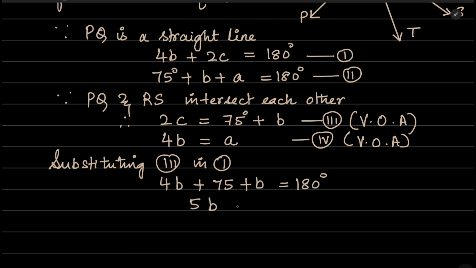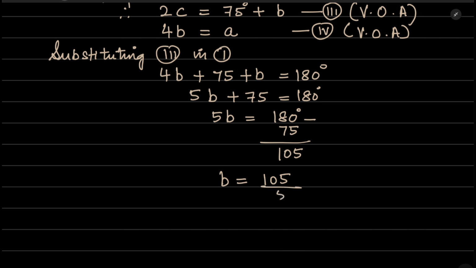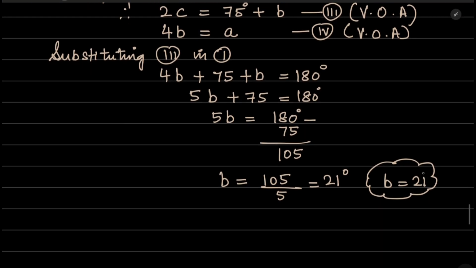So you have 5B plus 75 equal to 180, which means 5B equal to 180 minus 75. So you have 105, or you have B is equal to 105 divided by 5. 5 2s are 10, 5 1s are 5. Therefore, your B is equal to 21 degree. B is an angle. So B equal to 21 degree.